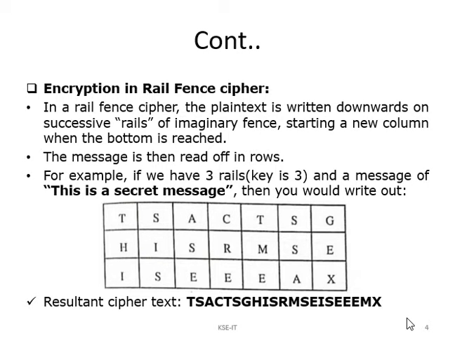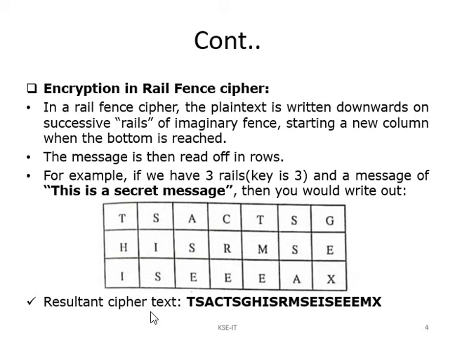Here the key value is 3, so you have to make 3 rows and write down this plain text column wise. THIS is a secret MESSAGE, and if a cell is blank, then write down X. After writing the plain text column wise, you have to read this row wise and you will get the resultant cipher text.